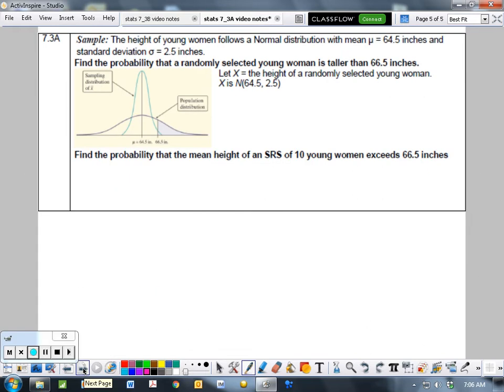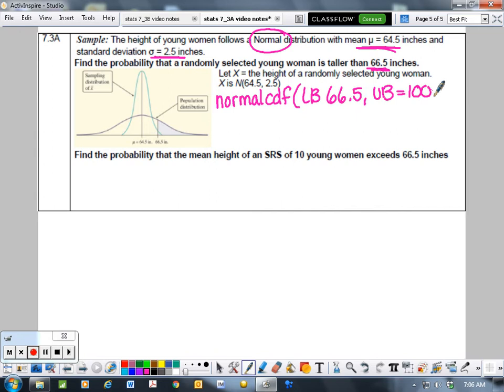Okay, next problem. The height of young women follows a normal distribution. So again, if we're starting with normal, we could do all of our probabilities with the normal CDF, with a mean of 64.5 inches and a standard deviation of 2.5 inches. Find the probability that a randomly selected young woman is taller than 66.5 inches. So again, a normal CDF. We have a lower bound of 66.5, an upper bound of something really tall, so 100 inches. Our mean is 64.5, and our standard deviation is 2.5.